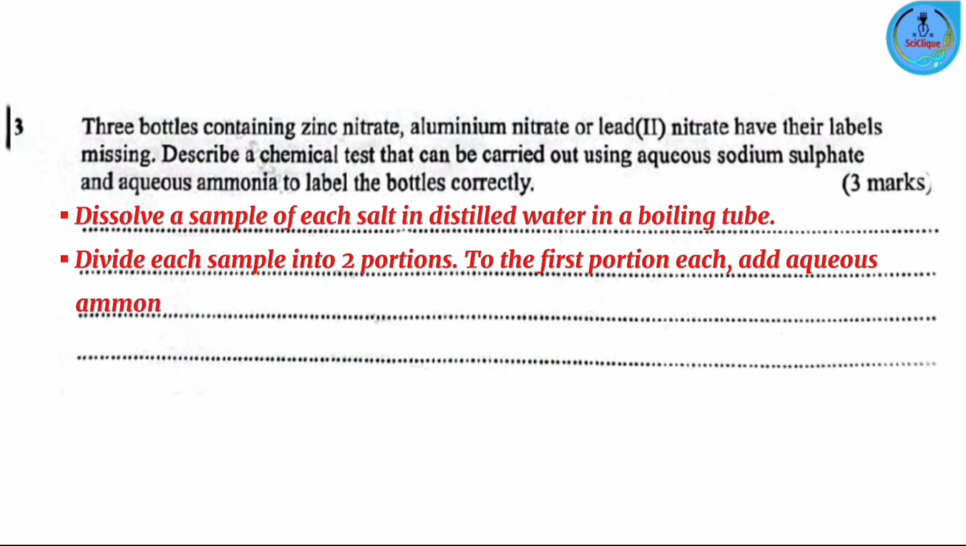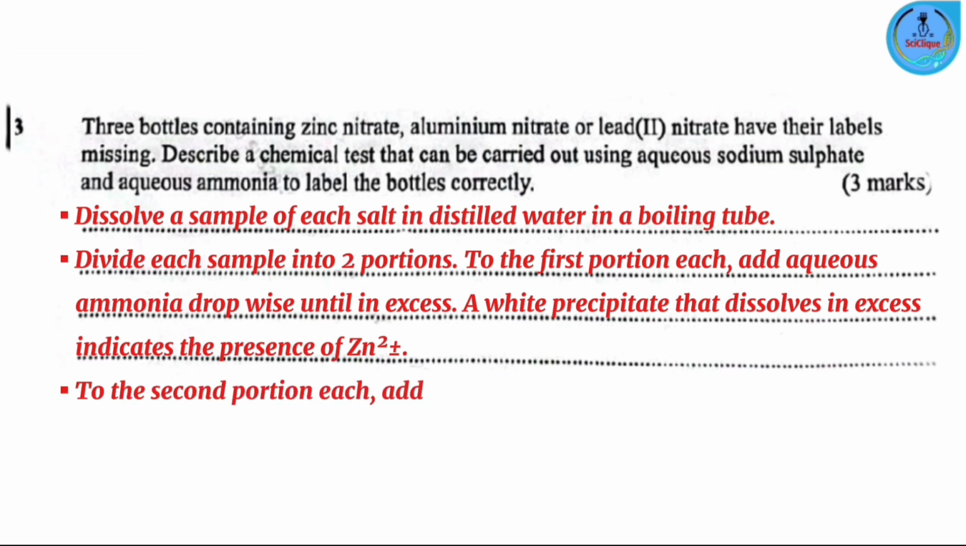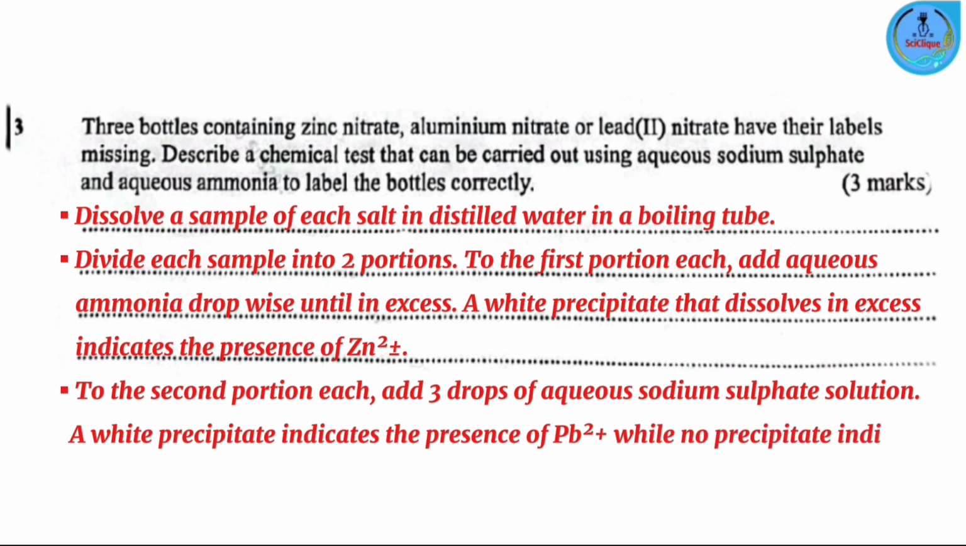What is our goal? We want that by the end of whatever process we do, we are able to identify conclusively that this contains zinc ions, this contains aluminium ions, and lastly, this has lead-2 ions. So we are going to eliminate one by one until we end up identifying all of them. Now, whenever we use aqueous ammonia to test for the presence of metal cations, we add a few drops initially and then observe whether a precipitate has been formed or not. And then we continue adding until in excess. So to the first portion of each, add aqueous ammonia dropwise till in excess.